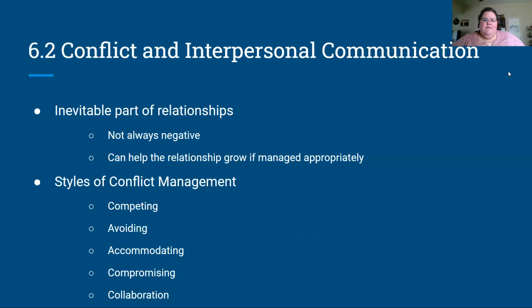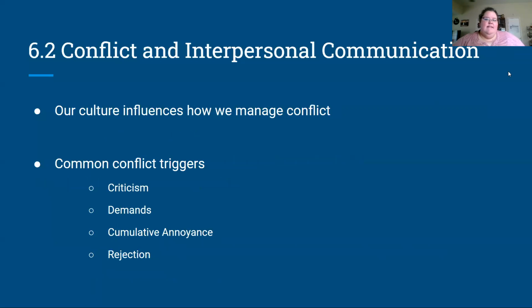Some different styles of conflict management are discussed in this section. Real quickly going through them, there's the competing style, the avoiding conflict style, which people rely on a lot, accommodating, which means that you just do what the other person wants in the conflict situation, compromising, and then the last one that chapter 6 spends a lot of time on is collaboration, which is the one that, if you can use it, you want to be able to use it effectively. Other things that deal with culture or with conflict, or that our culture influences how we manage conflict.